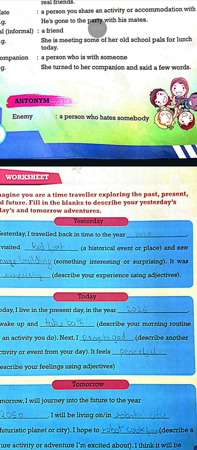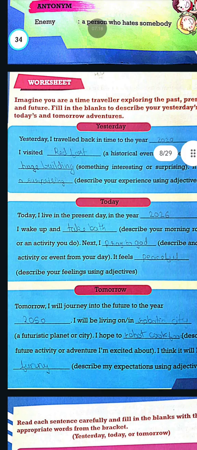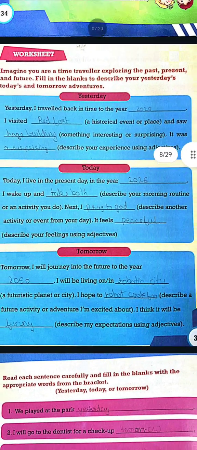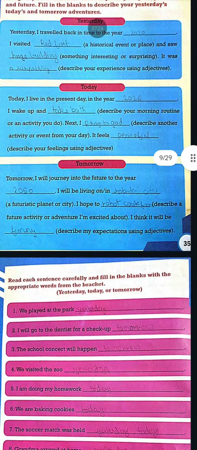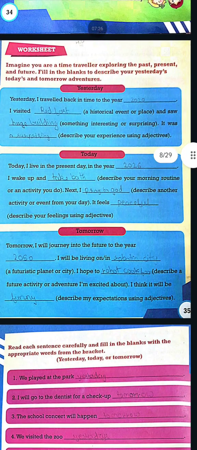Antonym: enemy, a person who hates somebody. Correct? Now you can pause your screen and look at this worksheet. You can look at this worksheet and answer the questions. Just pause it and have a look at it.